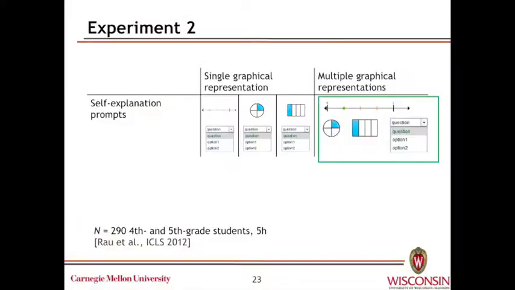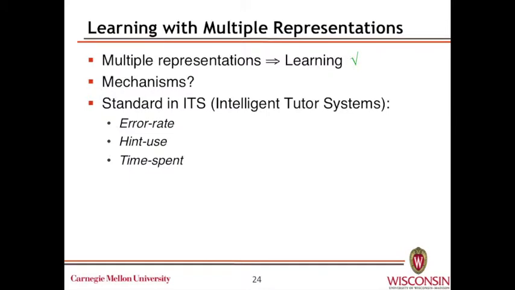In the second experiment, she did only self-explanation prompts and found that, again, multiple representations were better than any of the three individually, where she taught each one to a different group. So we had pretty good evidence that multiple representations had a total effect on learning.